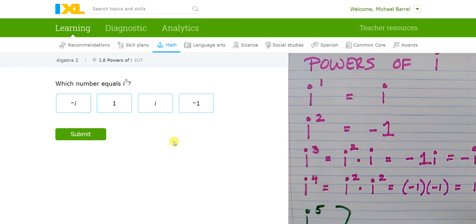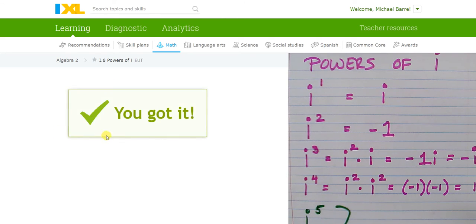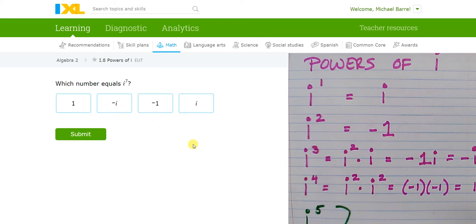i to the fifth. Okay, now here's how it works. It's an i to the fifth. Subtract 4 from it, and it turns it into an i. 5 minus 4 turns it into i. i to the ninth. Okay, subtract out 4. That turns it into an i to the fifth. Subtract out 4. That turns it into an i. i to the seventh. Subtract out 4. That turns it into an i to the third. i to the third is -i.